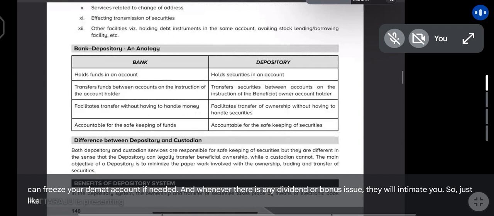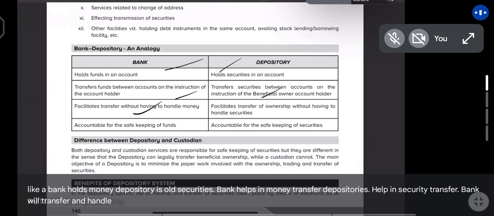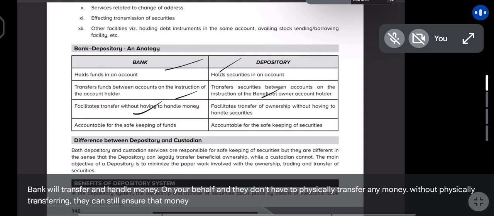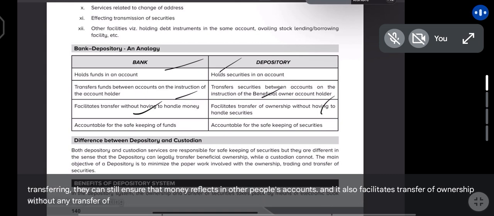So just like a bank holds money, depositories hold securities. Bank helps in money transfer, depositories help in security transfer. Bank will transfer and handle money on your behalf, and they don't have to physically transfer any money. Without physically transferring, they can still ensure that money reflects in other people's accounts. And it also facilitates transfer of ownership without any transfer of actual physical securities in a demat account. So all your money and all your securities are going to be safe in both of these accounts.